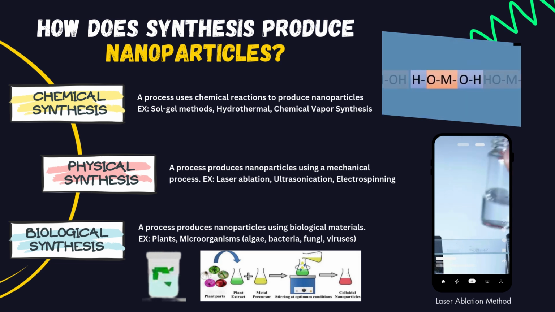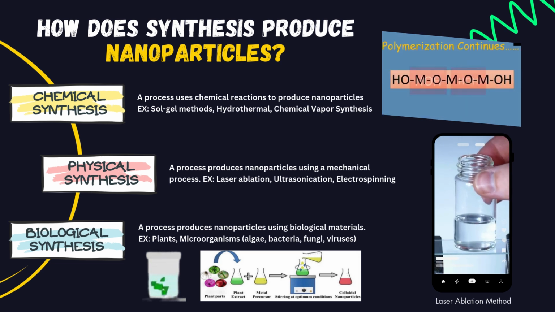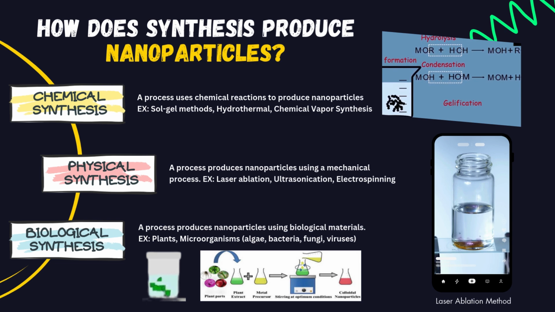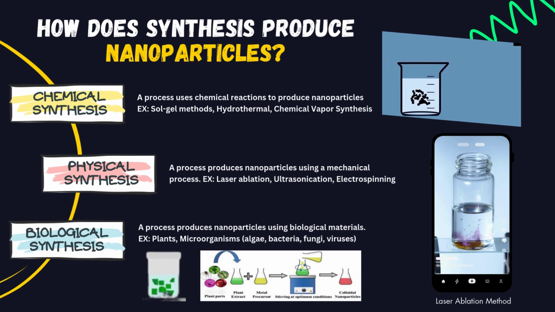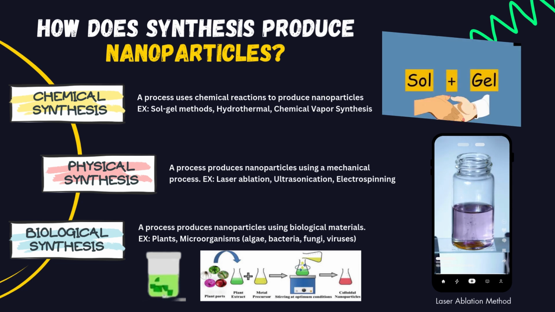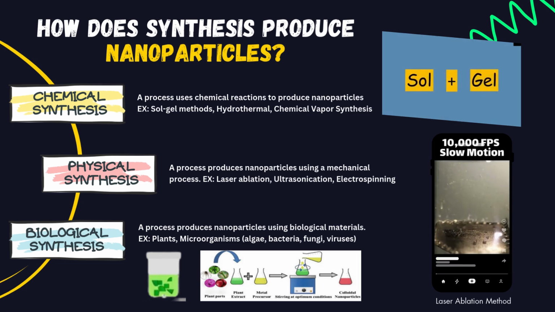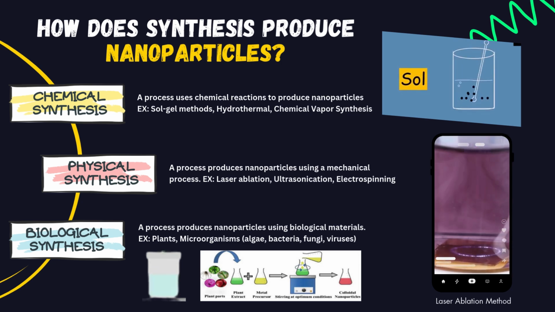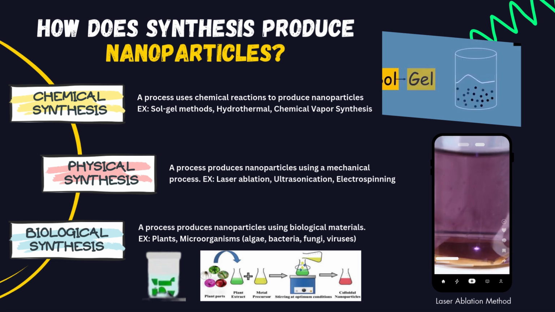Physical synthesis is a process that produces nanoparticles using a mechanical process. For example, laser ablation methods, ultrasonication methods, and electrospinning methods. The image that I chose is the laser ablation method. It is a simple and effective way to synthesize nanoparticles using high-power laser energy.